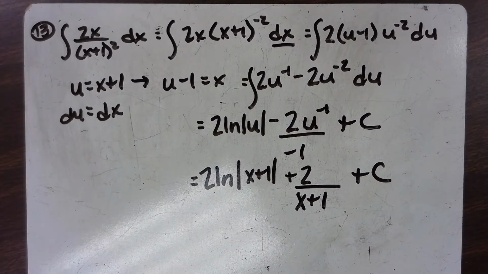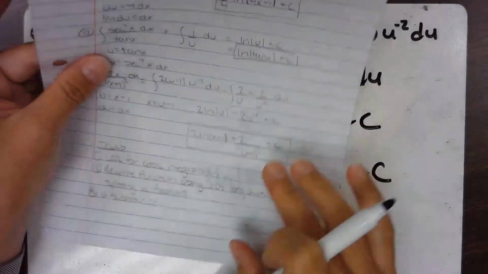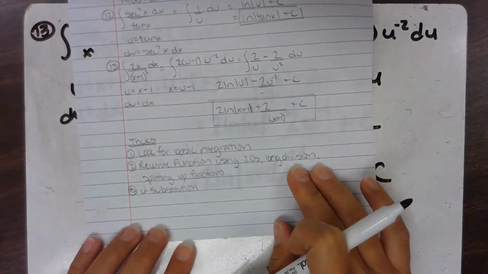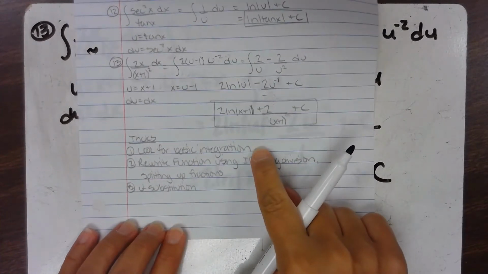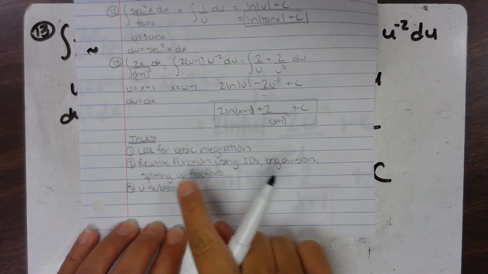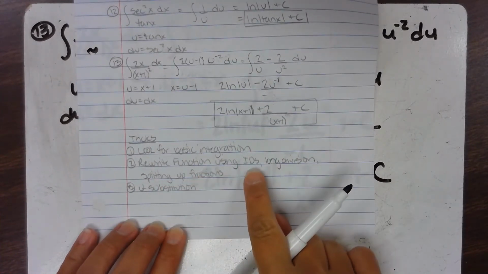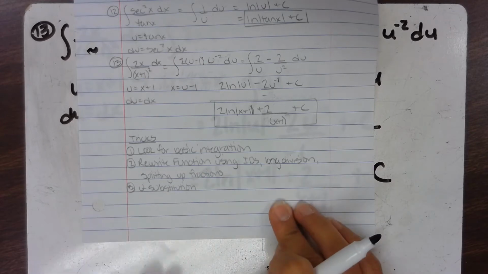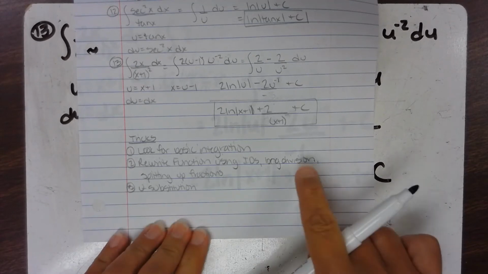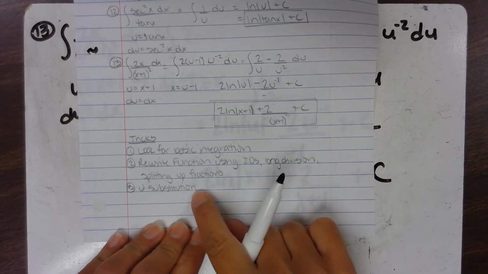So some tricks to this are: you want to look for basic integration. Rewrite the function using your identities. Use long division and splitting up fractions. I'm going to show you something with long division in just a second. And then if you need to, use substitution.